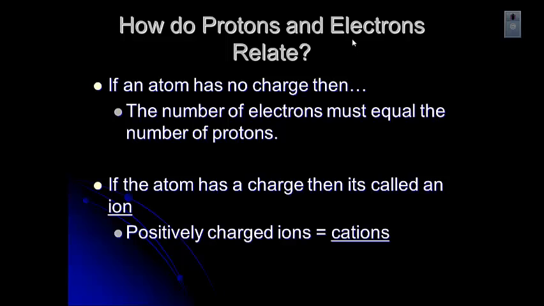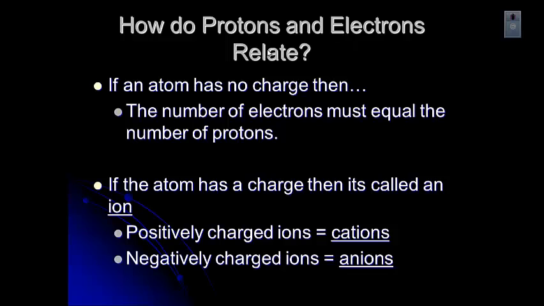If we have a positively charged ion, that's called a cation. And if you think about it, if you write the T, it almost looks like a plus, so cation is positive. Negatively charged ions are called anions, so A for A, N for negative, ions. So cations are positive like the T, and negative ions are anions.